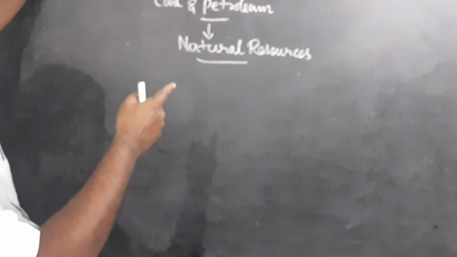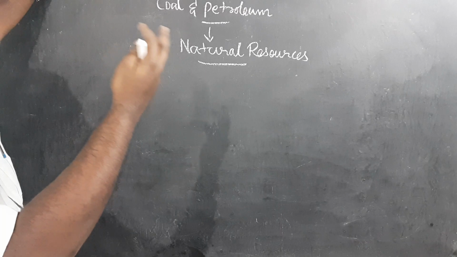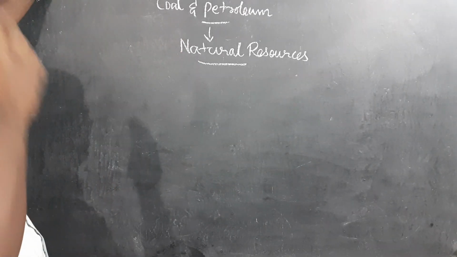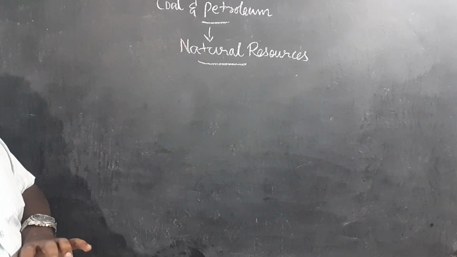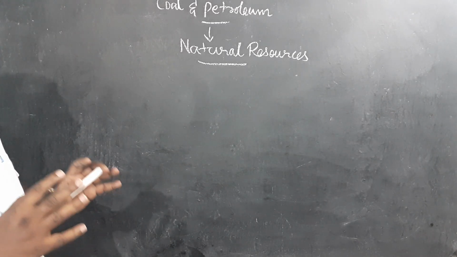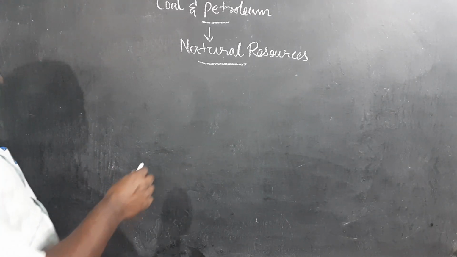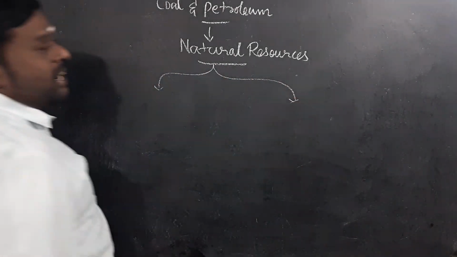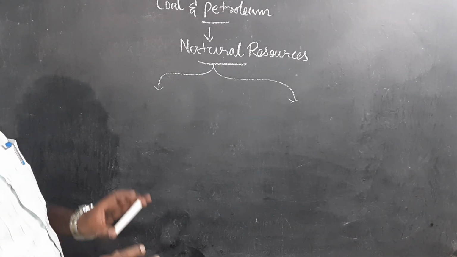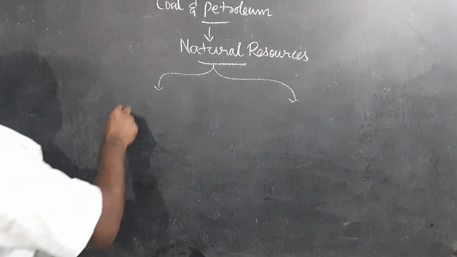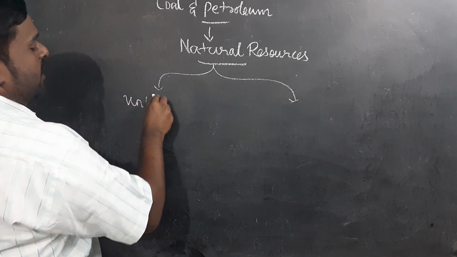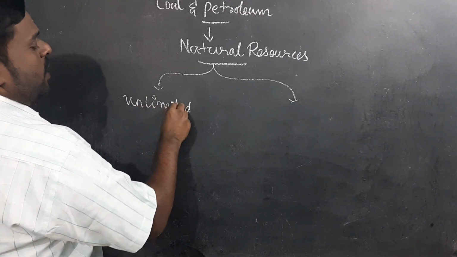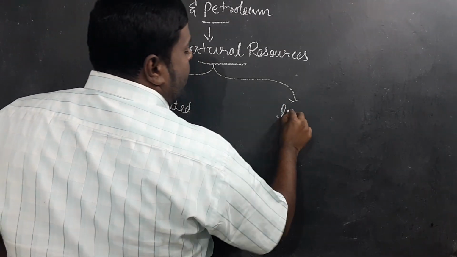Natural resources. Now you are aware that there are artificial resources also; that is what we call man-made resources. Under natural resources, depending upon availability, they are further classified into two types: one is unlimited quantity, the other is limited quantity.